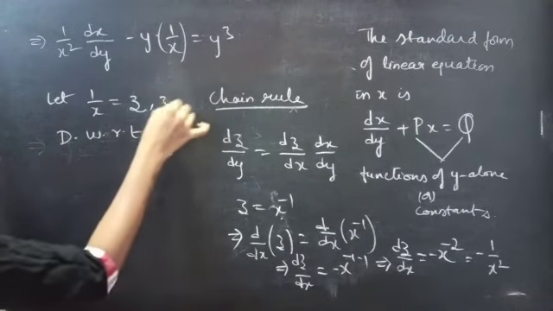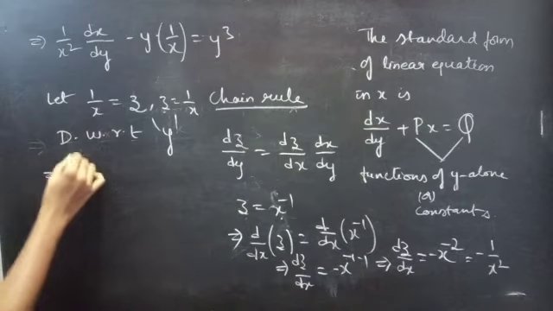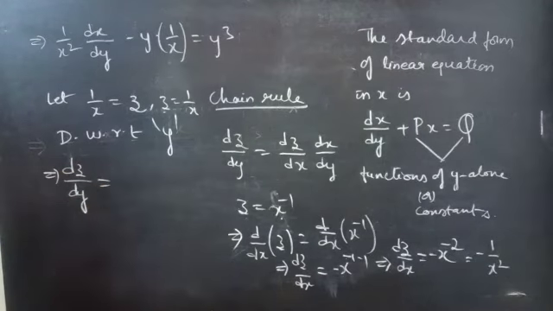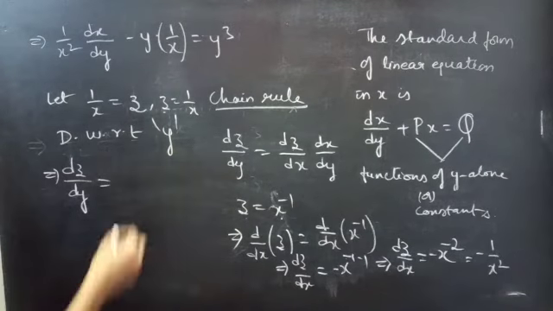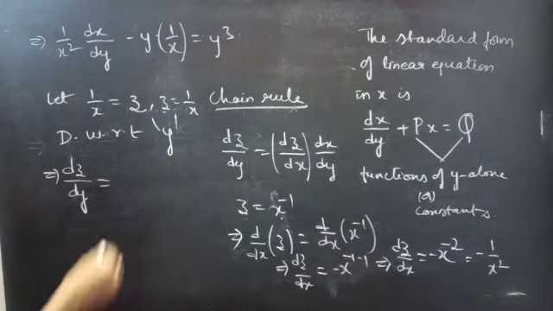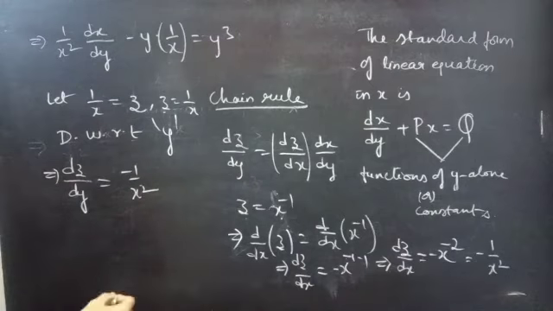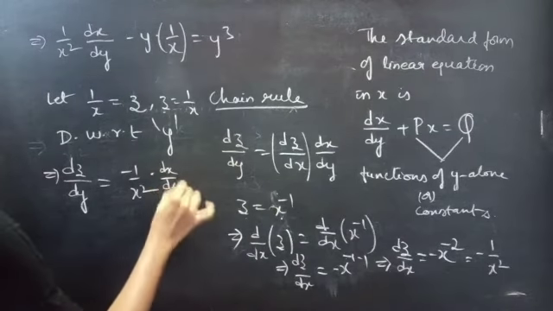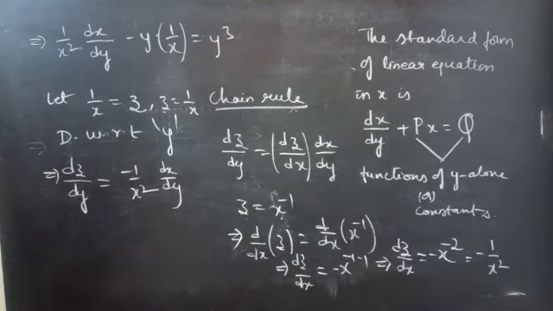Okay. If z equals to 1 by x, if we differentiate both sides with respect to x, and if we differentiate on both sides with respect to y, then we'll get dz with respect to y equals to derivative of z with respect to x, that is minus 1 by x square into derivative of x with respect to y, dx by dy.